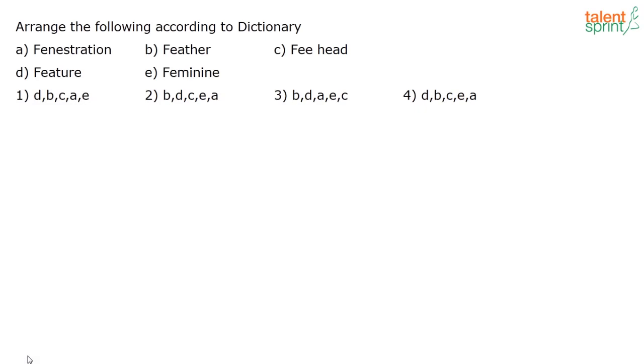The next type of question that I told you earlier was the one where you have to arrange the following according to the dictionary. Now how will you arrange these words according to the dictionary? Arrange the following according to dictionary: fenestration, feather, feehead, feature, feminine. So how do you solve this? Which will be the first word that would come in your dictionary?